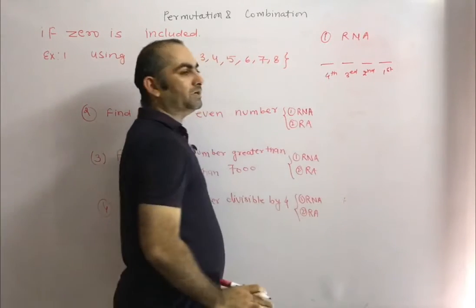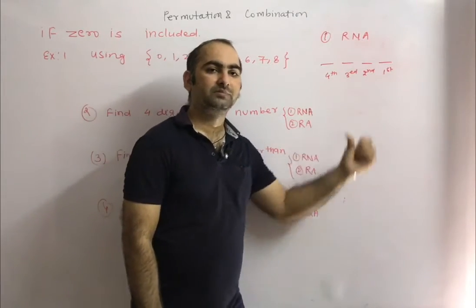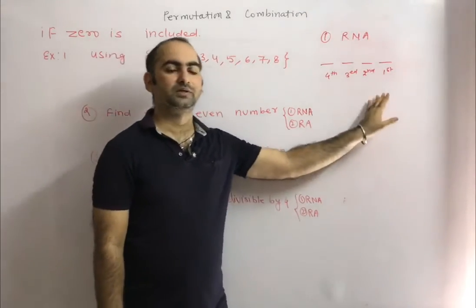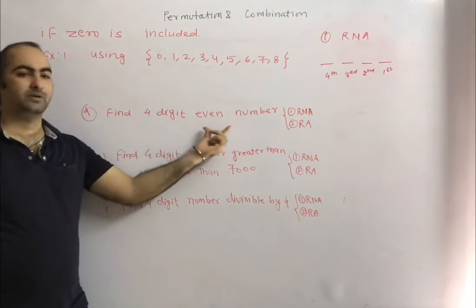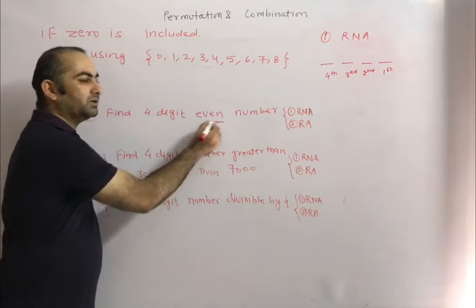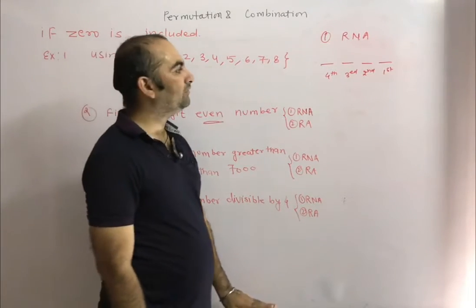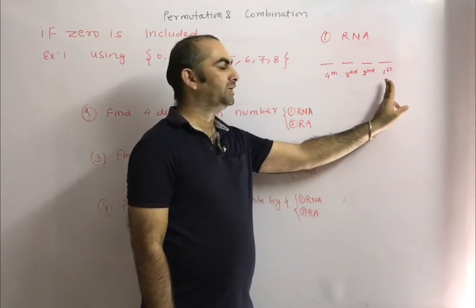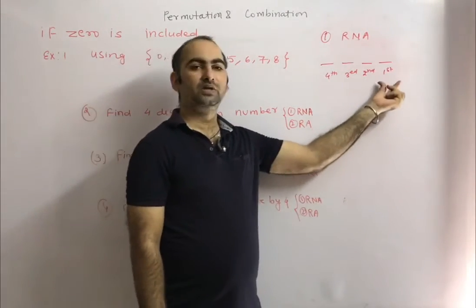So we want a 4-digit number. That means you have to fill all the 4 places. Your task is filling all the 4 places. And now what is given? We want to find 4-digit even numbers. So we want an even number also, correct? When is an even number possible? If at the unit place we put an even number. So at that place we have to put only even digits.